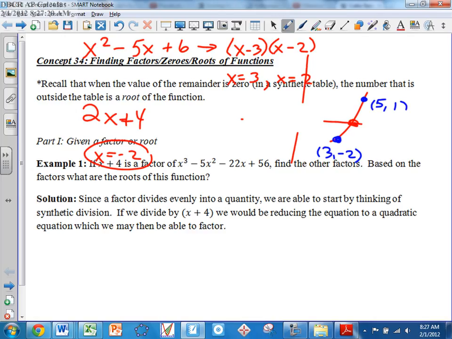Now, to do this problem, we want to think to ourselves, okay, if this is a factor right here, then what is the root? Everybody, what's the root if this is a factor right here? Negative 4. If the factor is x plus 4, just like we said a minute ago, the root became the opposite of that value. So the root is clearly going to be negative 4. So if I put negative 4 through my table, what should I get as a remainder? 0. Again, the remainder is 0 when the value on the outside is a root.